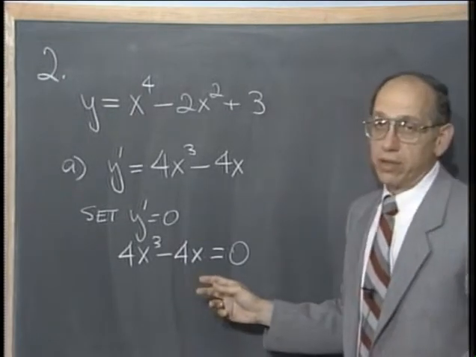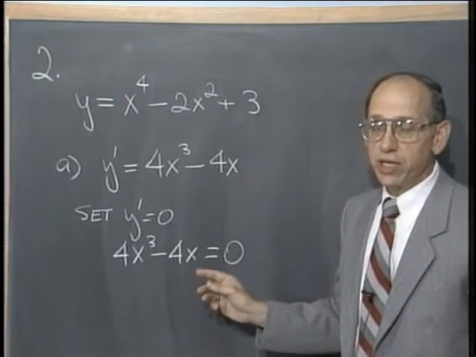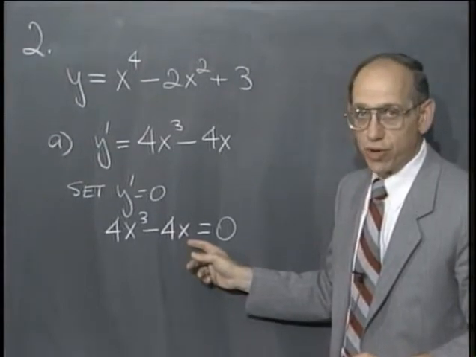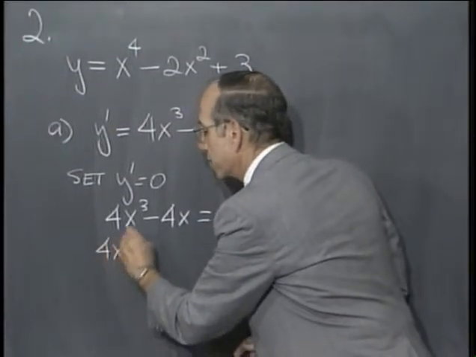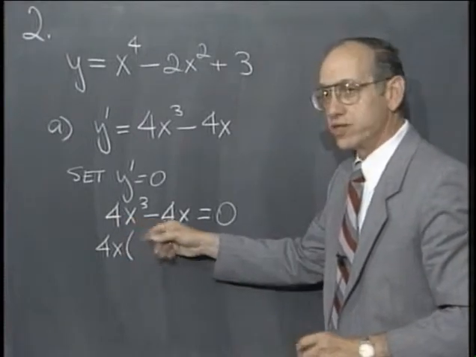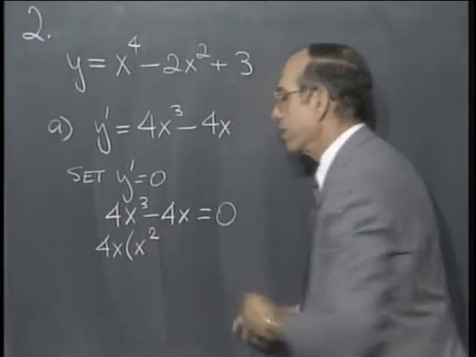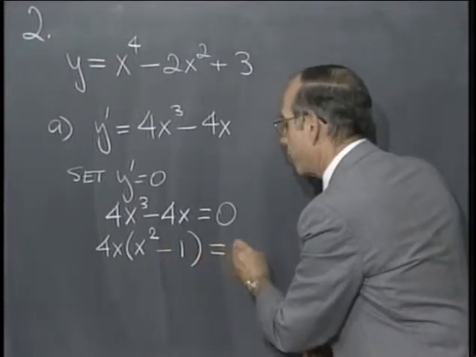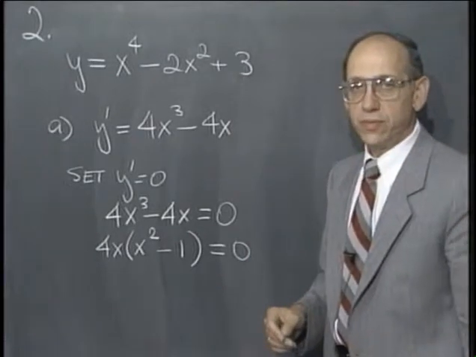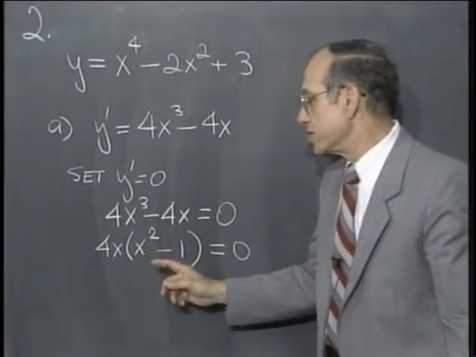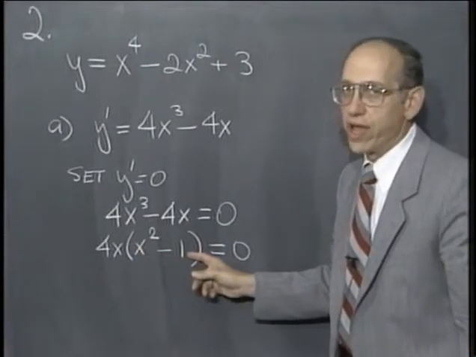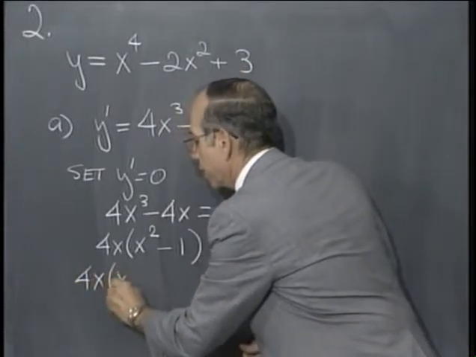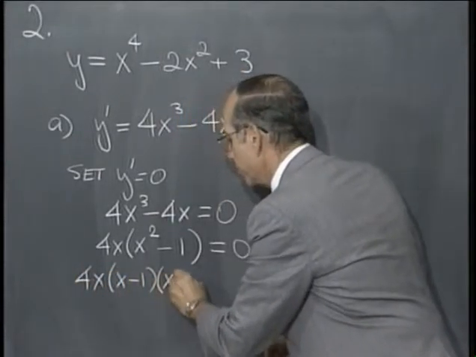Now that's a cubic, and it's not easy to find the roots of a cubic, but this particular one we can factor very nicely. There's a common factor of 4x in both terms. So we factor 4x. Factoring 4x from 4x cubed leaves just x squared. Factoring 4x from -4x leaves -1, and that product has to equal 0. Now, once we've done that factoring, it's really easy to see x squared minus 1, we know that factors. That's a difference of squares, and we have 4x times (x minus 1) times (x plus 1).